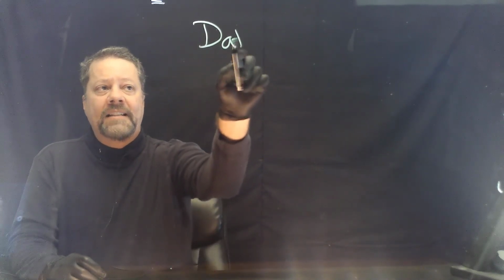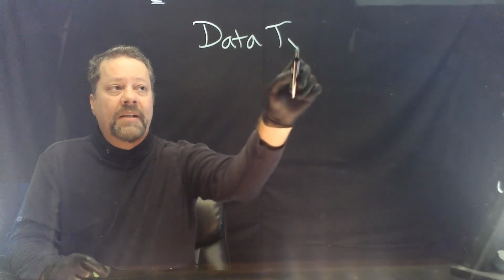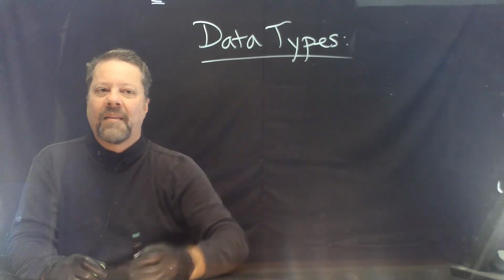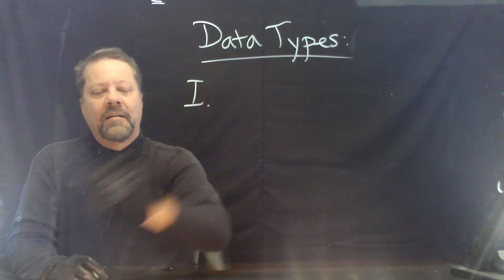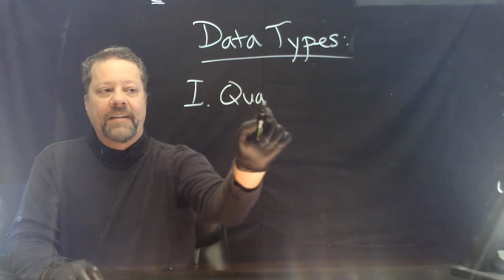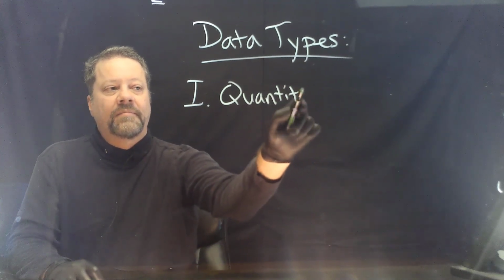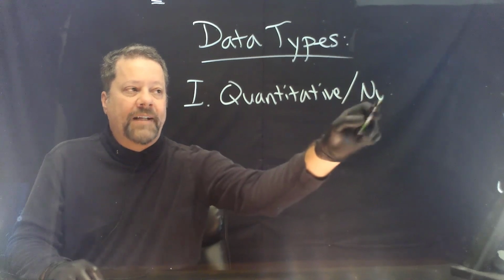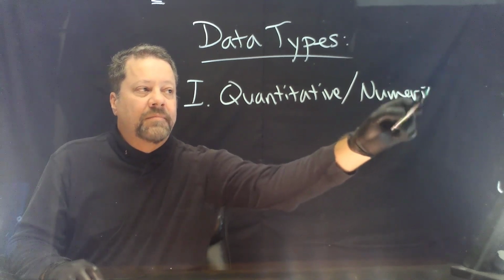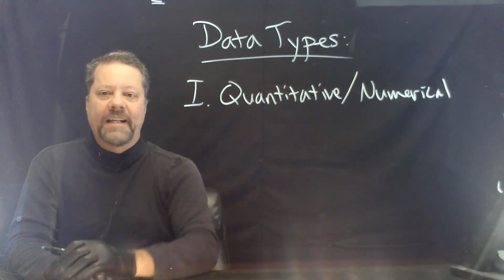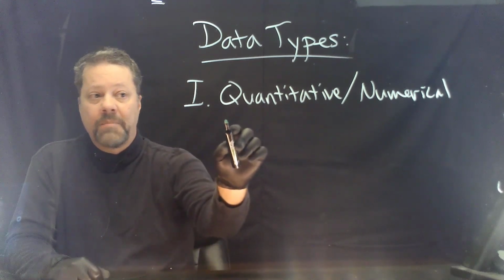There are various ways of classifying data, so I want to give you data types. First, there is quantitative data, or numerical data. Quantitative data consists of numbers.